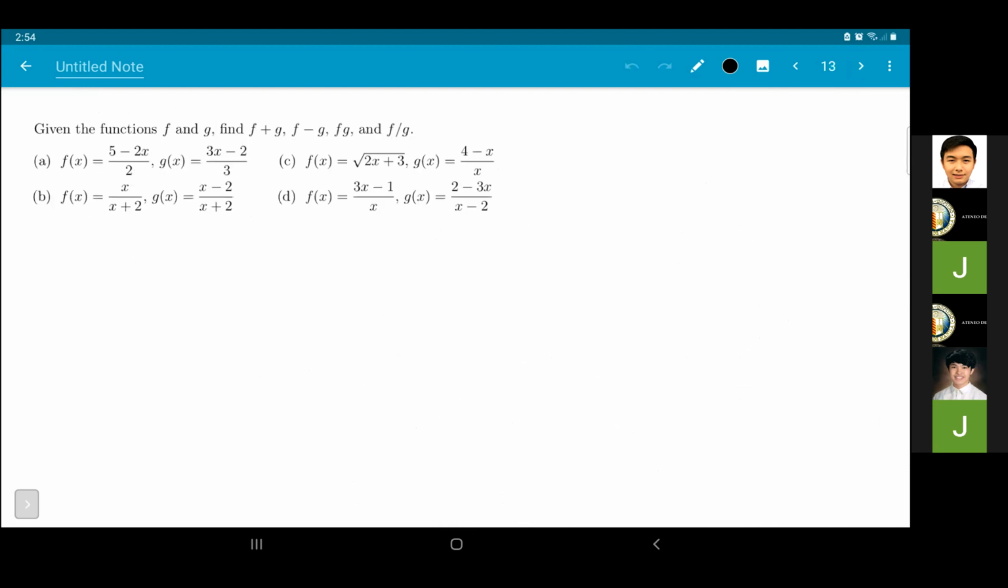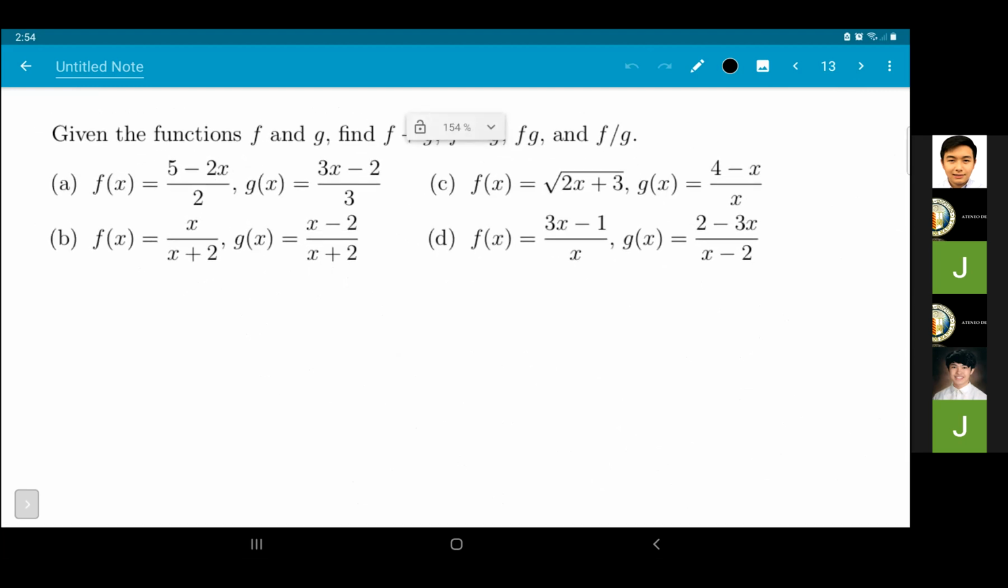So let's move on to the last set of exercises for today. So here we're just going to explain the several operations on functions, what those symbols or notations mean, like f plus g, f minus g, fg, and f over g. And it should be obvious that they simply mean addition, subtraction, multiplication, and division of those functions f and g.